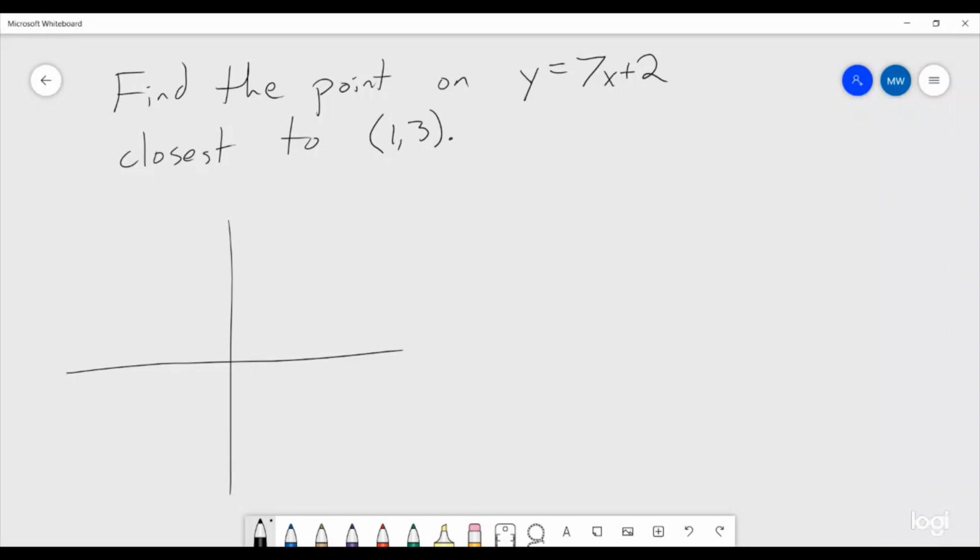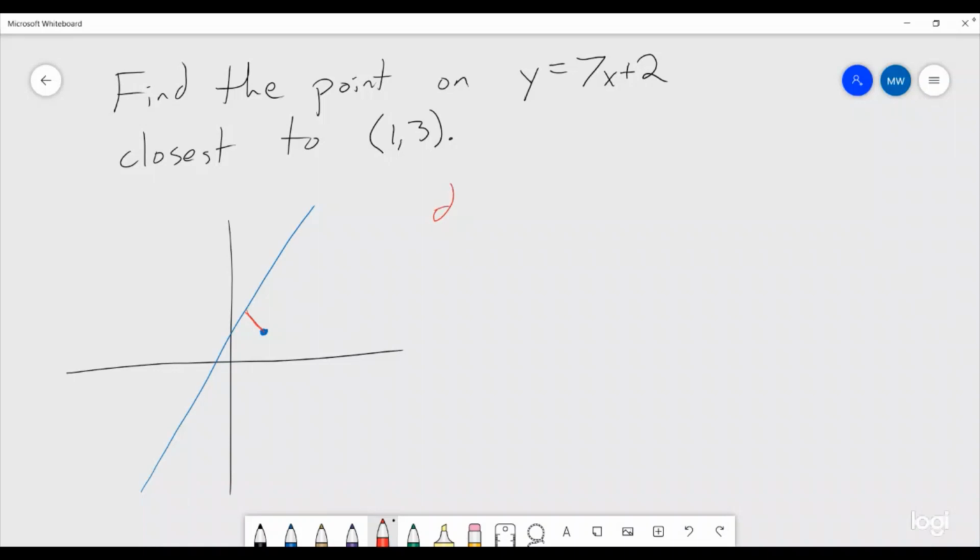So the way I would start this is I'd draw out the line. So we have y equals 7x plus 2, and then we have the point (1, 3). That's going to be somewhere around here. And we are trying to find the point on the line closest to it. So that's going to be something like this, and we need to figure out what's that distance between those.